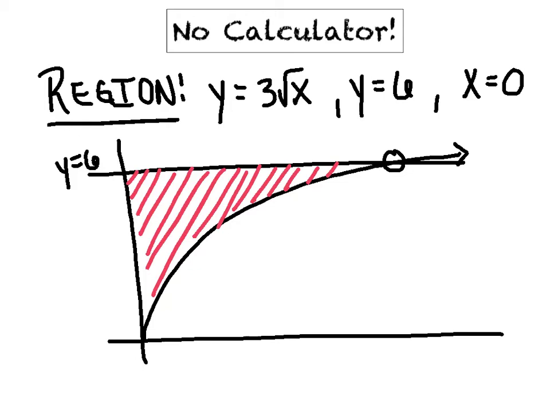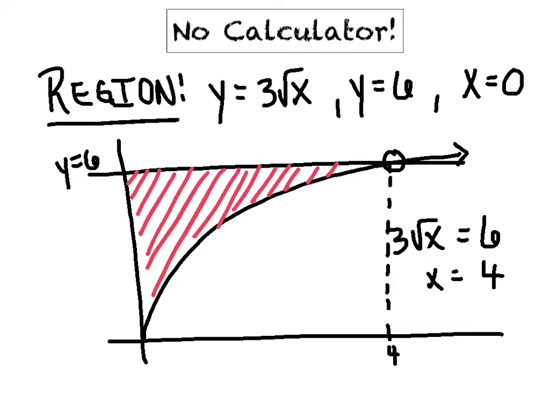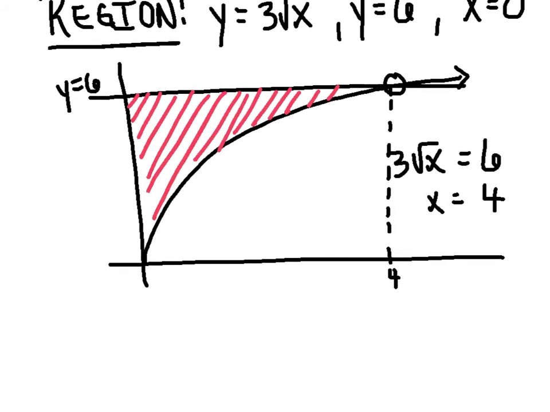As far as the intersection point goes, we're just going to set the functions equal to each other, divide the 3 over, and square both sides. I got x equals 4, so that intersection point corresponds to 4 on the x-axis. Okay, I think we got ourselves a great drawing. If we integrate with respect to x, it's going to be 0 to 4, and if we integrate with respect to y, it'll be 0 to 6. So let's jump into one here.